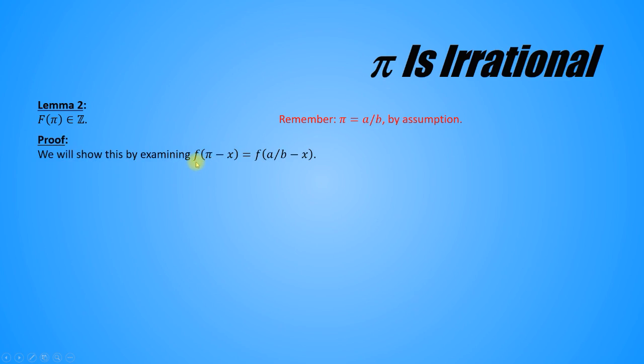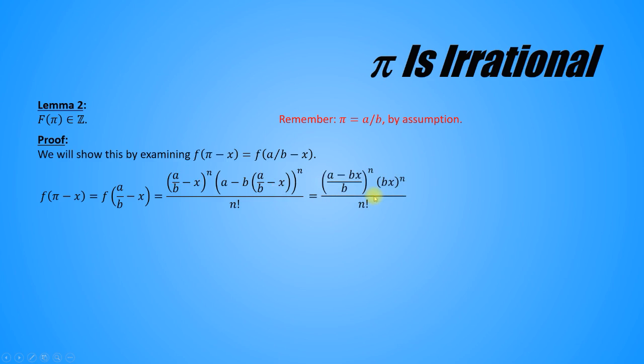We're going to see what happens when we compute f of pi minus x, which by assumption is f of a over b minus x. So, f of pi minus x equals f of a over b minus x. And here, I've substituted a over b minus x in for x into the function little f. Here I've done some simplification. I've combined these two with a common denominator right here. And I've done a little bit of algebra in here to get this.